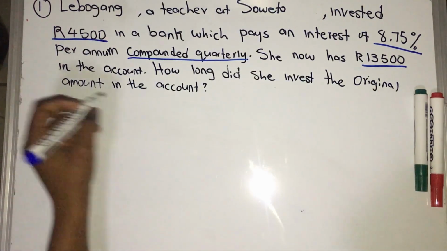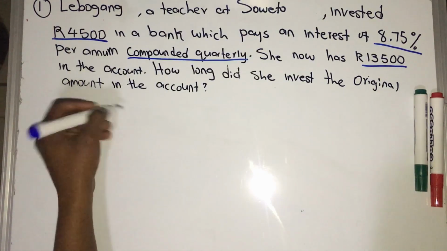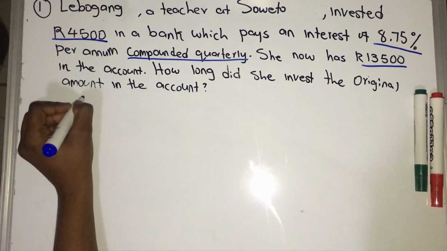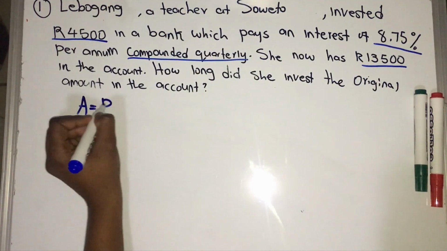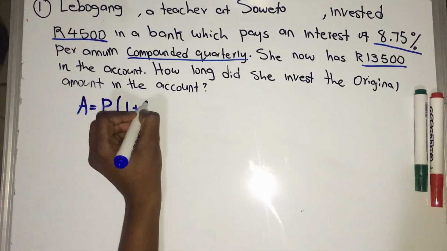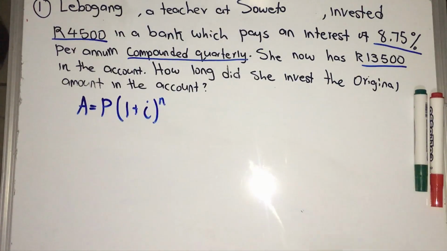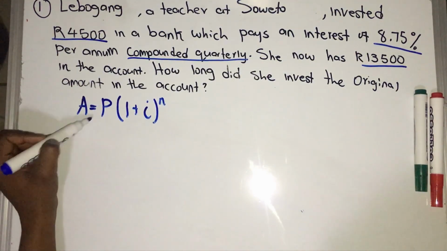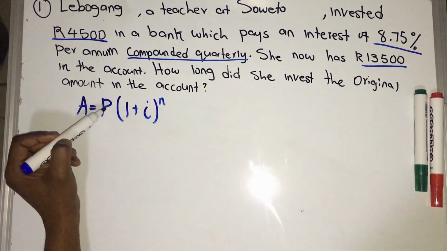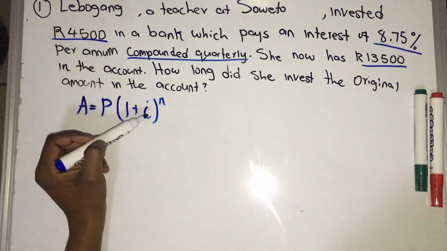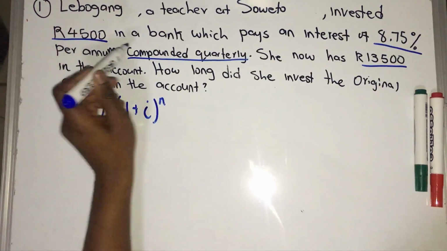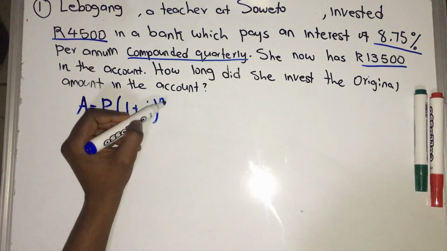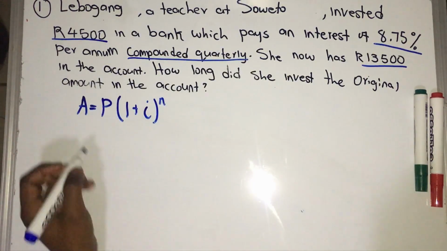So the formula for compound interest with a single payment, as in our basics, is as follows: A = P(1 + i)^n. We have the final amount, which is 13,500. We have the initial amount, which is 4,500. We have i, the interest, 8.75% per annum compounded quarterly. And we're looking for the duration.